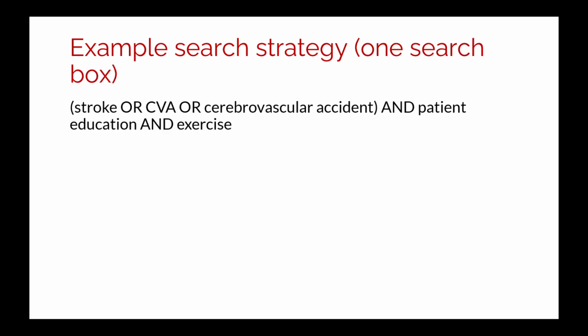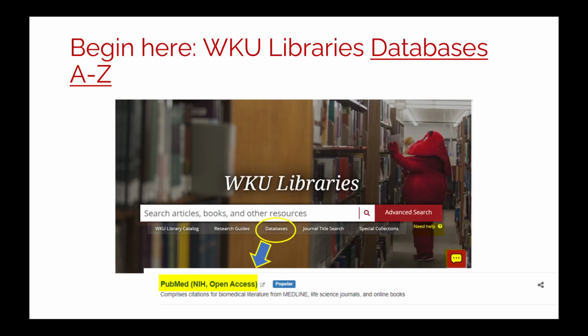Here's an example of how I would enter my search in a search engine or database with one search box. Stroke or CVA or cerebrovascular accident grouped with parentheses, and patient education and exercise. Synonyms or similar terms are grouped with OR and placed in parentheses. Often, if you leave a space between two words, the search engine will assume you mean AND.